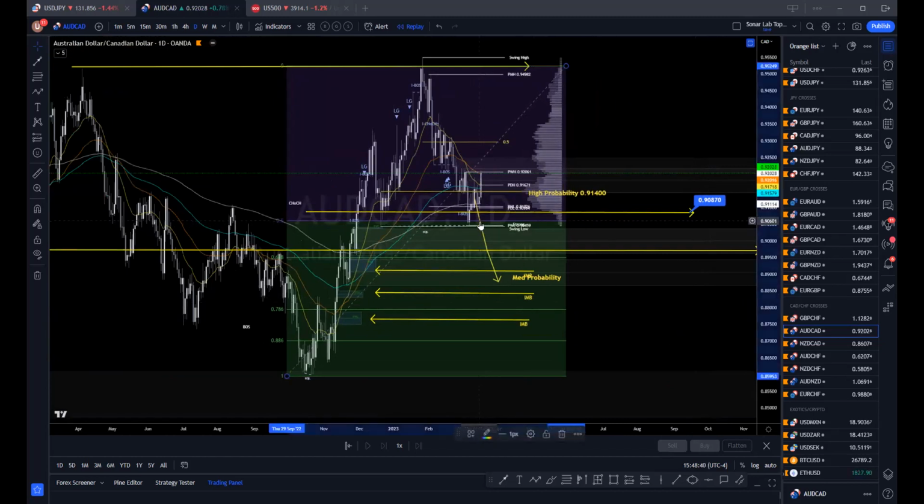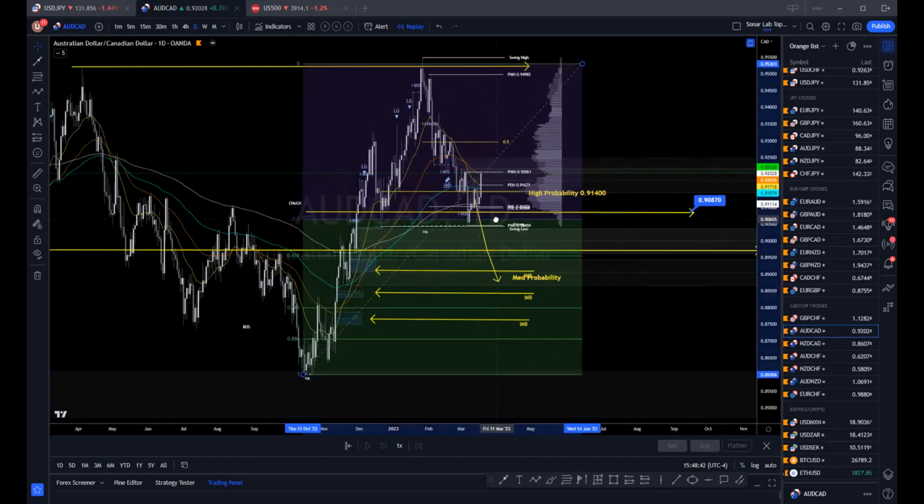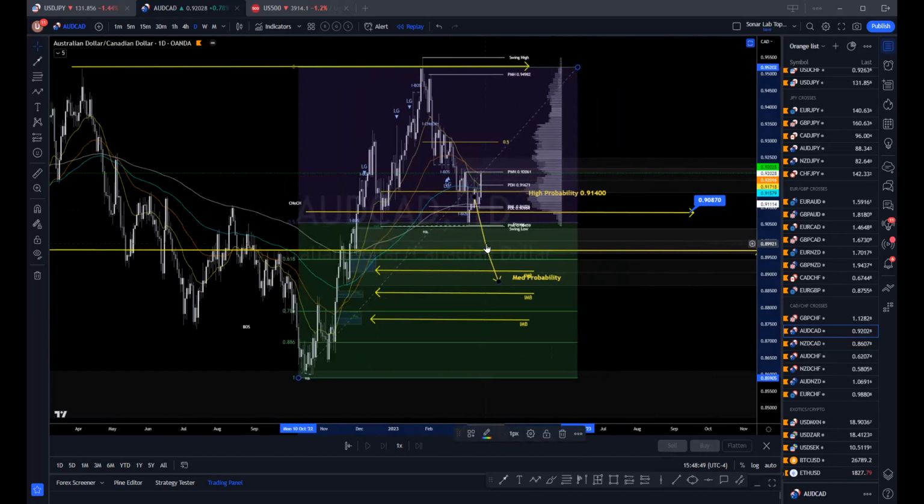Okay, Dollar CAD. All right, Aussie CAD. Sorry, not Dollar CAD. We did get to equilibrium. Nice. So what's expected now? I'm still bearish on Aussie CAD. This is the break of structure here, though.